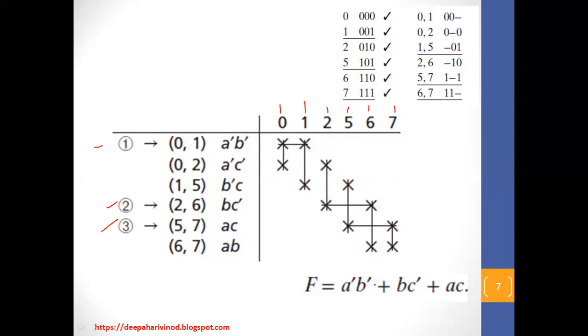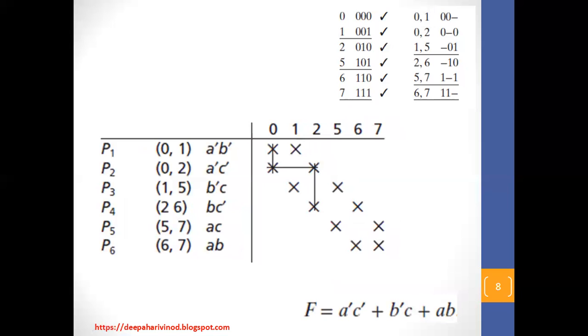That is A bar B bar plus B C bar plus AC will be the minimized form of this given function. But we have an alternate solution also, because it depends upon how we choose. So let me tell you one more solution for the same. That is A bar B bar, A bar C bar, B bar C. The same thing is written over here.